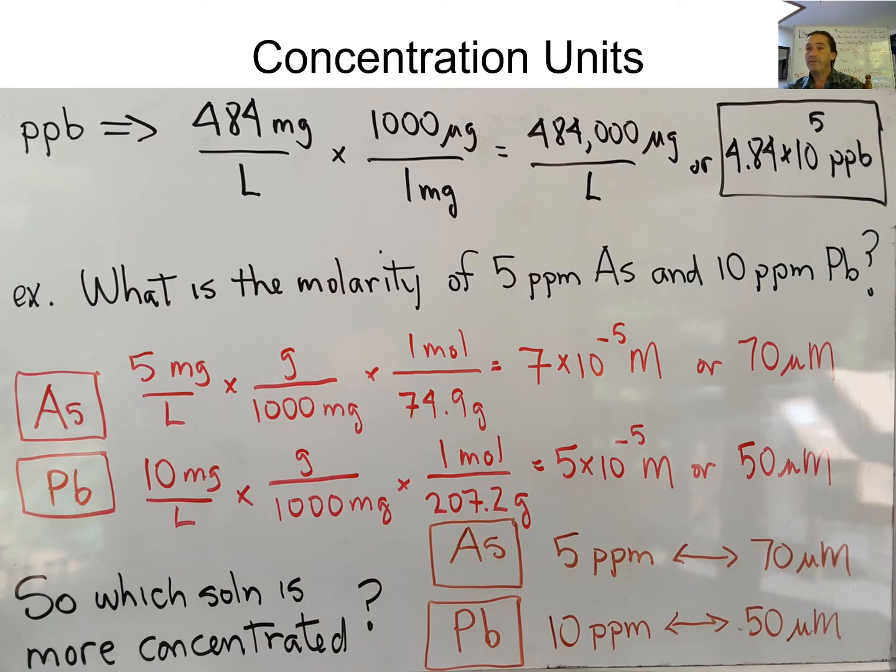So lastly, I can convert the ppm into parts per billion by just changing the unit. So here's my parts per million answer. And I'm going to say for every 1 milligram, there's 1,000 micrograms. So a microgram per liter is a parts per billion. And so here's my final answer: 4.84 times 10 to the 5 parts per billion. So again, you should be able to go backwards and forwards, say changing molarity into parts per million, and vice versa.